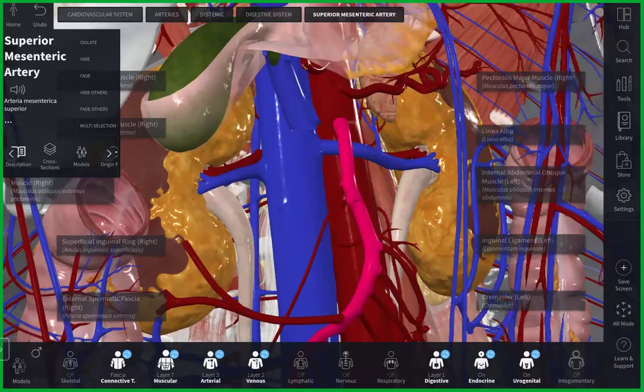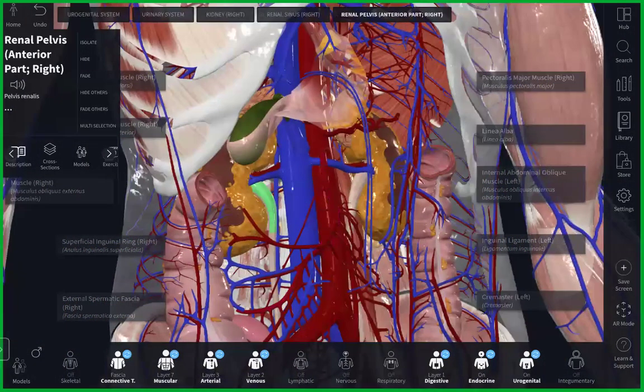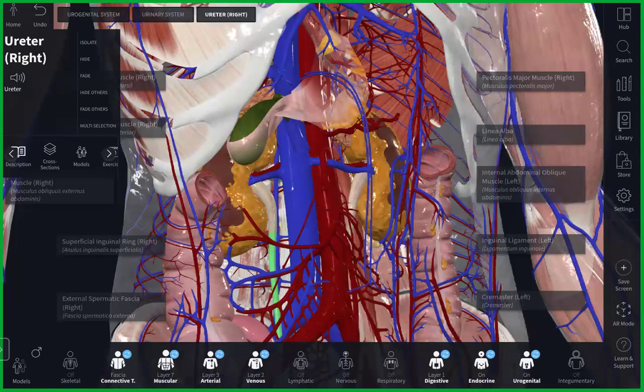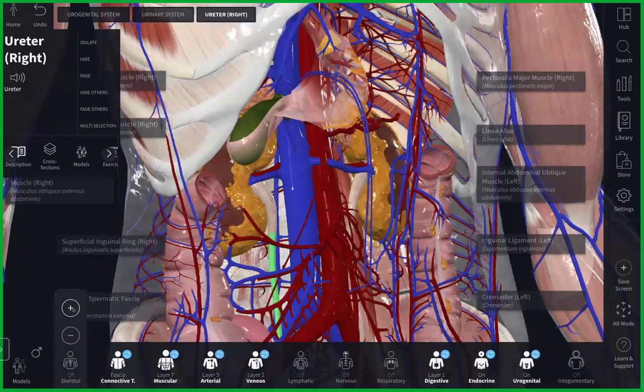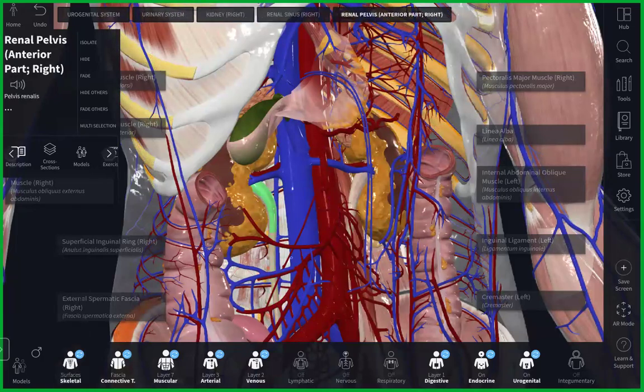This is important. Now, then we have the ureter. Let me add the bones. So, why am I adding the bones for the ureter?